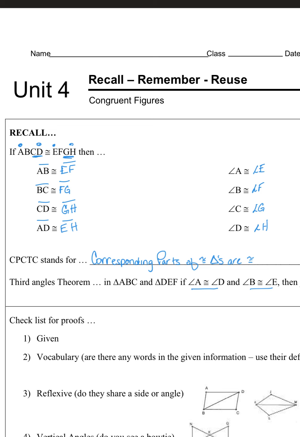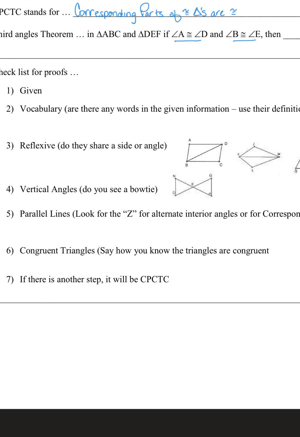So the next thing that we need to talk about is steps for proofs. This part of the chapter is going to start focusing a lot on proofs. When we look at these proofs, there are certain steps that we have to do each time. The first step is the given. We have to write down anything that we were given, and the reason would be given. We're going to look for vocabulary. Are there any words in the given information, like midpoint or bisect? Those kinds of words are what we're looking for. And we're going to use their definition if it's there.